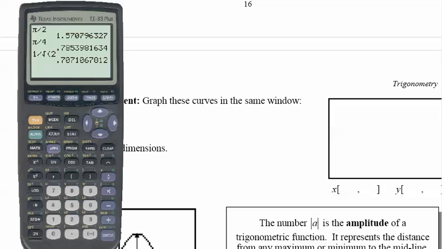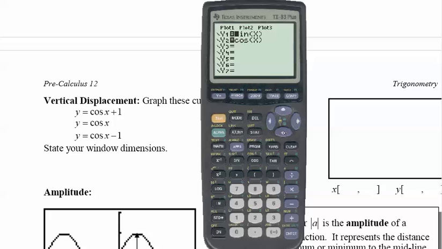Okay, so when you see something written as cosine x plus 1, this means that the plus 1 is after the cosine. So can you guess in your head what that's going to look like before we graph it? Yes. This is changing the d value. It moves it up or down.